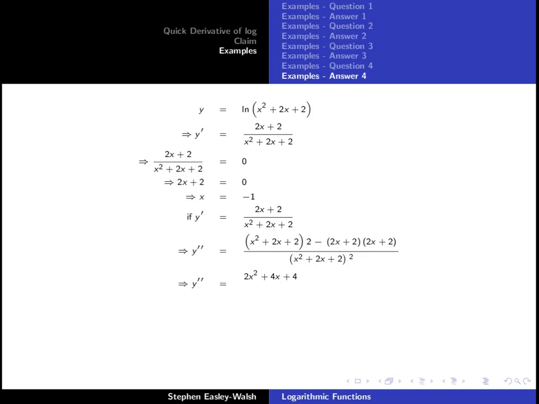We have 2x squared plus 4x plus 4 minus 4x squared minus 8x minus 4, all over the bottom squared. I just multiplied out in the numerator. Grouping together similar terms, I'll be left with minus 2x squared plus 4x over (x squared plus 2x plus 2) squared.